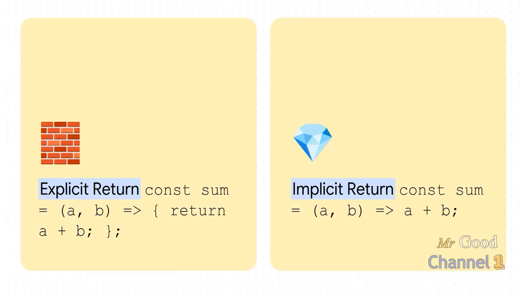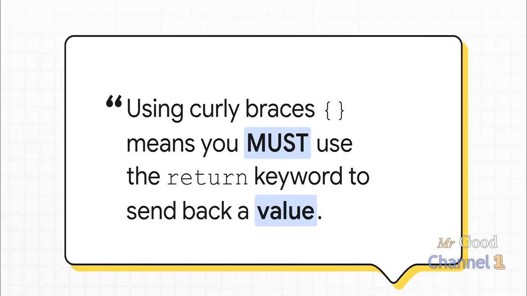Just look at the difference here. It's the exact same function doing the exact same thing. On the left, we're using curly braces, so we have to explicitly type return. But on the right, since the entire body is just that one little expression, a plus b, we can drop the fluff and get this incredibly concise single line of code. It's beautiful.